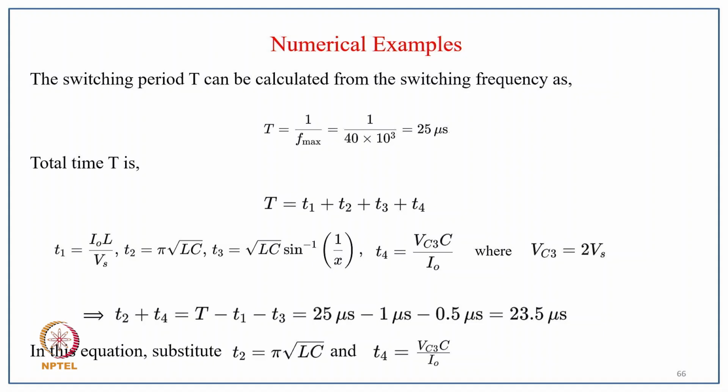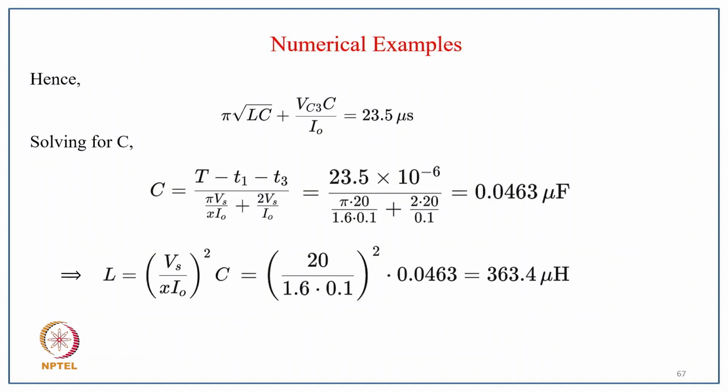and total time T equal to T1 plus T2 plus T3 plus T4, where T1 is I0 L upon Vs, T2 equal to pi under root LC, T3 equal to under root LC sin inverse 1 upon X, and T4 equal to Vc3 C upon I0, and Vc3 equal to 2 Vs. So T2 plus T4 equal to T minus T1 minus T3, that is 25 microsecond minus 1 minus 0.5, that is 23.5 microsecond. Substituting T2 equal to pi under root LC, and T4 is Vc3 C upon I0. So from where, putting all these values, we get C equal to 0.0463 microfarad and L equal to, putting values in Vs upon X I0 whole squared by C, that comes 363.4 microhenry.